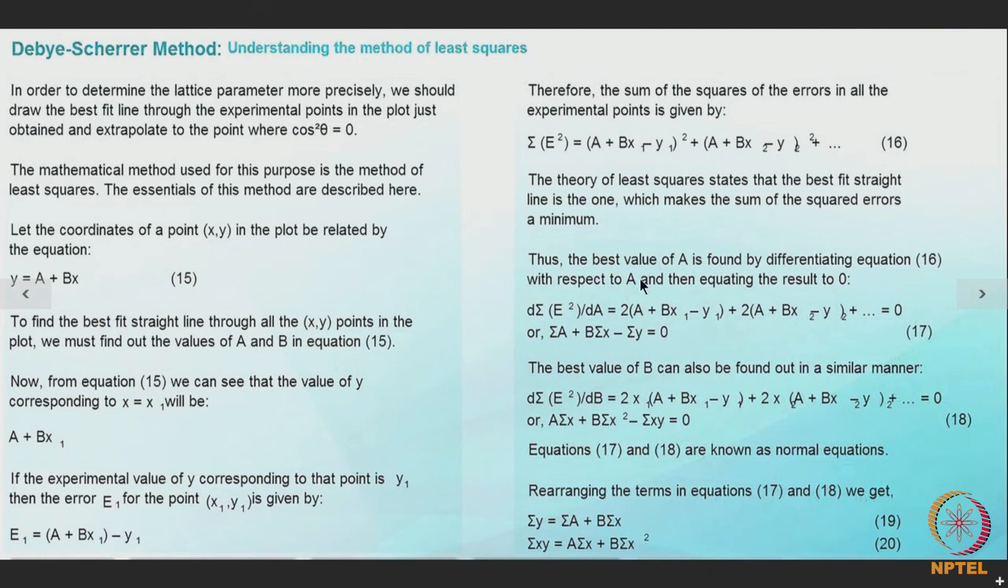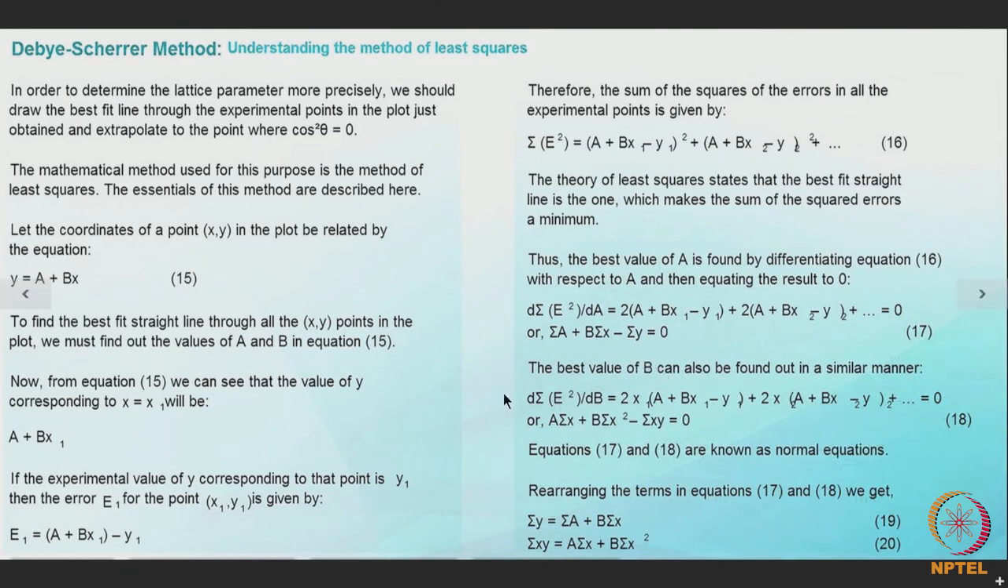In a similar manner, the best value of b can also be found out by differentiating E square with respect to b, and if we find out the values, we will see that a sigma x plus b sigma x square minus sigma x y should be equal to 0. So, these are the conditions to be fulfilled in order that the error is minimum from all the points.